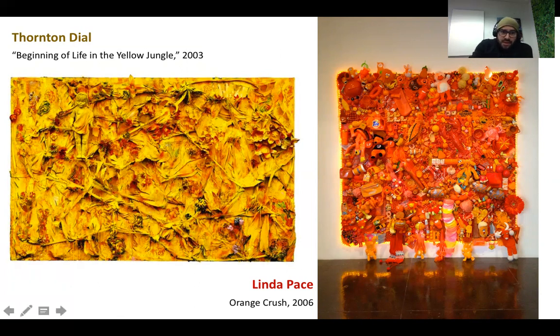Thornton Dial, on the left side, is creating a work of art, or a painting, pretty much just adhering different types of objects to the surface to really build up that surface. And then once he has a nice surface build up, he begins to paint in a really harmonious way. You can see here that he's using an analogous color scheme, red, orange, and yellow, with yellow being the most dominant color within this.